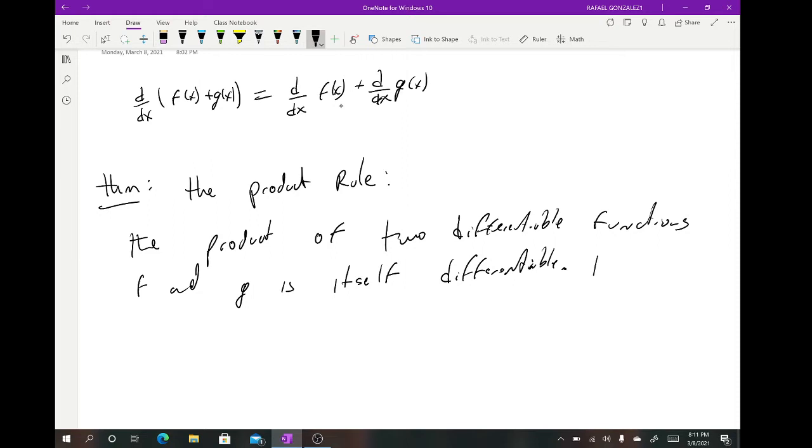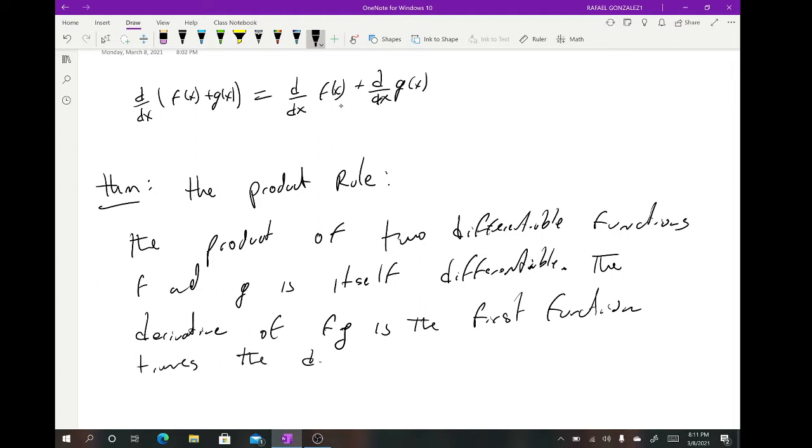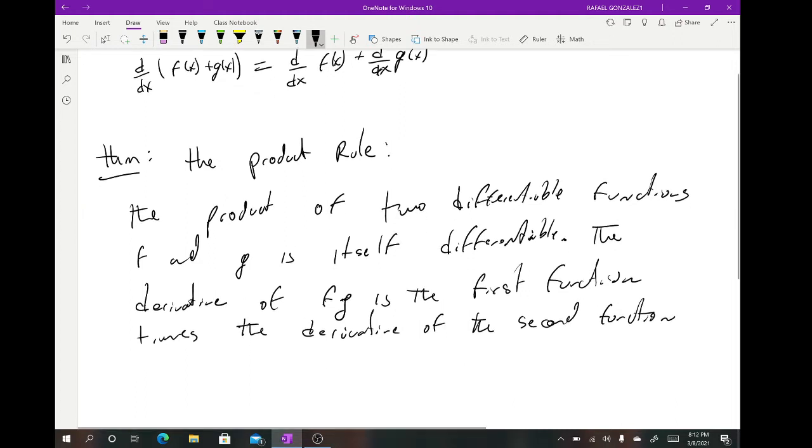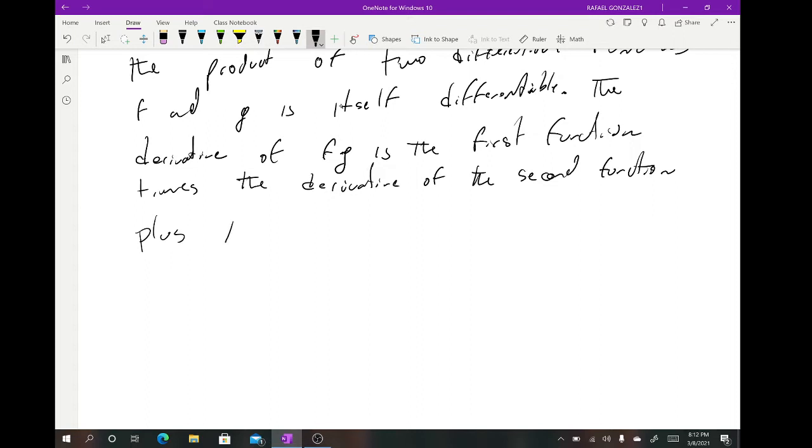The derivative of f times g is the first function times the derivative of the second function, plus the second function times the derivative of the first function.